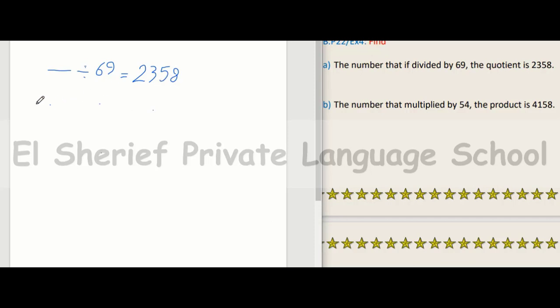So the number that if divided by 69, this number we don't know it, divided by 69 equals 2358. So from the relation between the division operation elements, we know that the dividend, which we denote with the capital D, equals the divisor times the quotient plus the remainder.